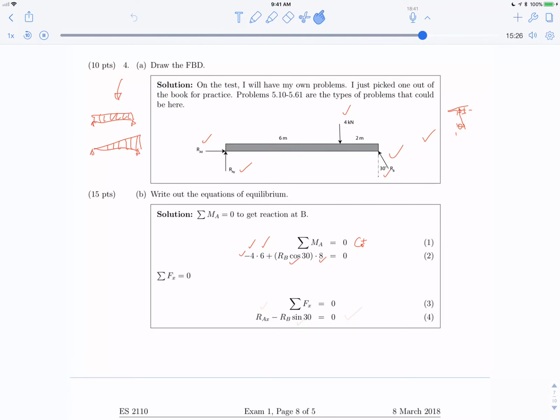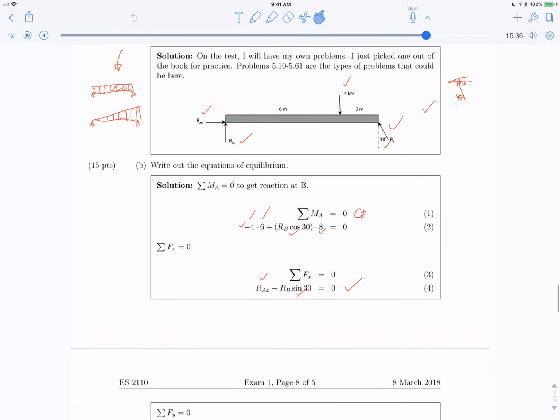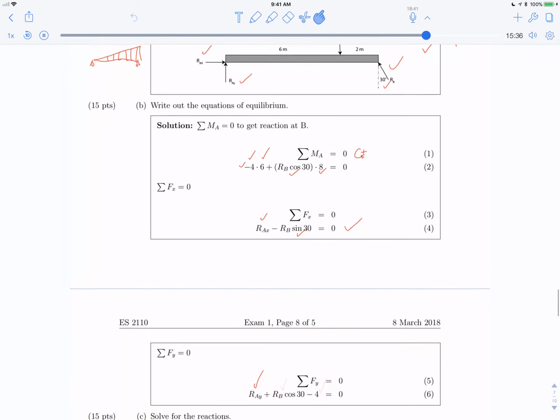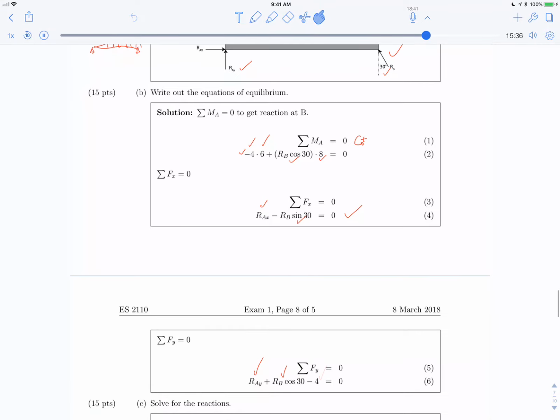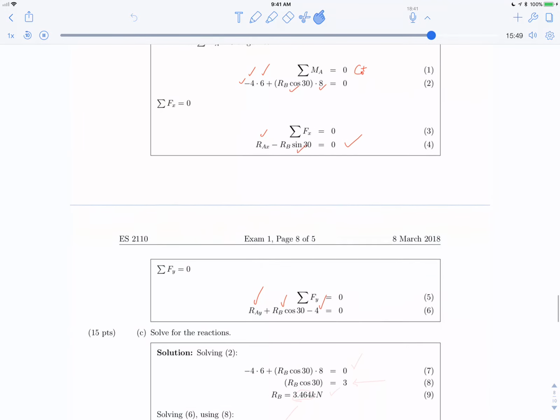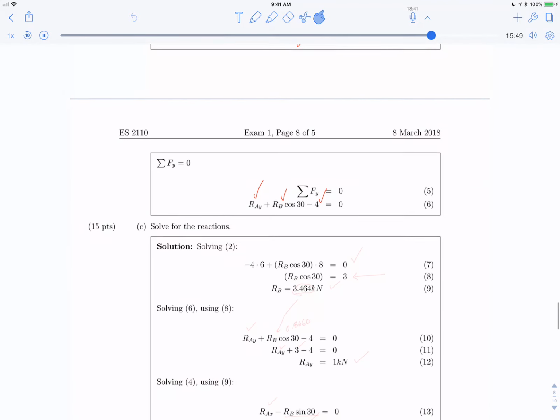Then sum of forces in the X equals 0: RAX going to the right, RB sine 30 going to the left, that equals 0. And finally, sum of forces in the Y direction equals 0. You have RA going up, RB cosine 30, the Y component of RB, going up, and don't forget that minus 4 coming down.